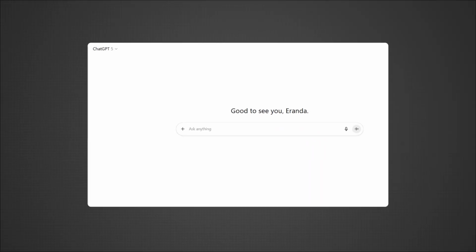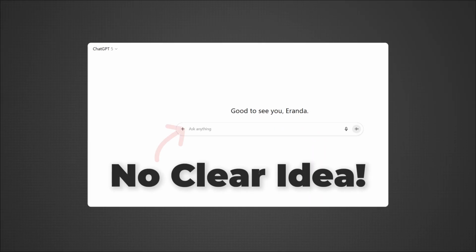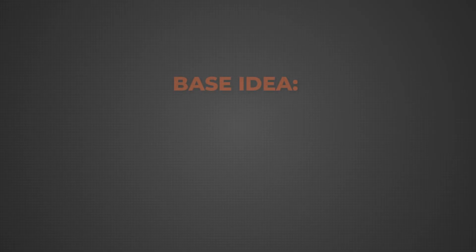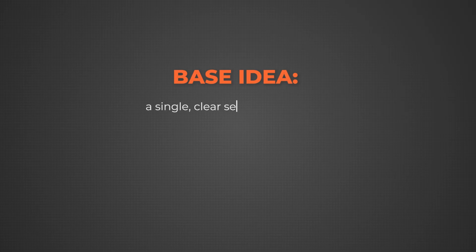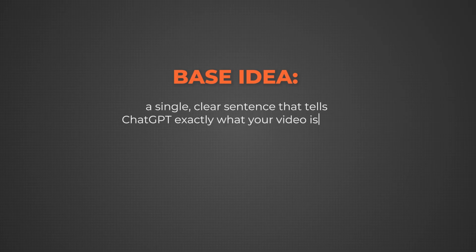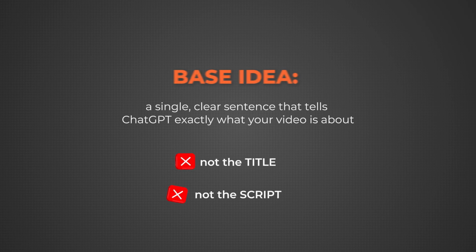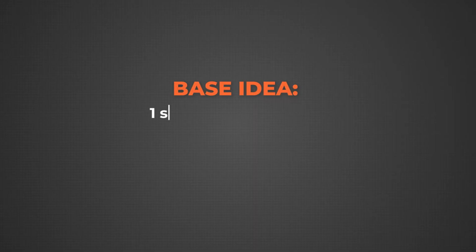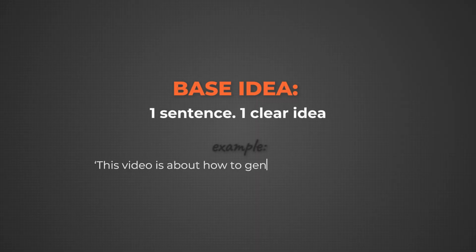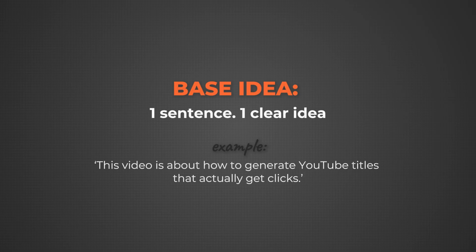They jump straight into ChatGPT without a clear base idea. And when your input is weak, your output is even weaker. So here's how pros do it. They start with what I call the base idea, a single clear sentence that tells ChatGPT exactly what your video is about. Not the title, not the script, just the message. So before you type another prompt into ChatGPT, can you explain your video idea in one clear sentence? If not, that's what you have to fix first.